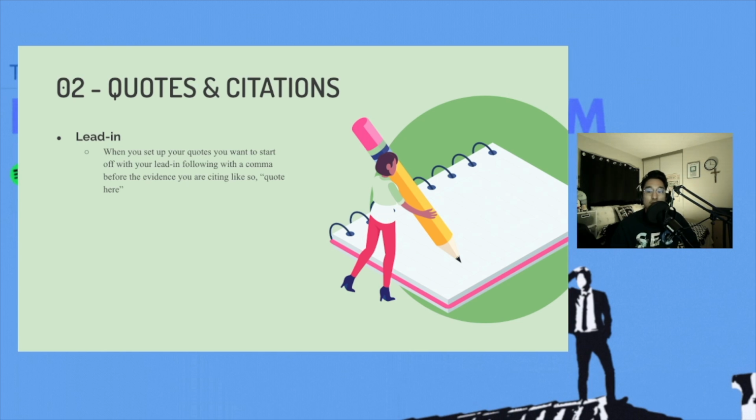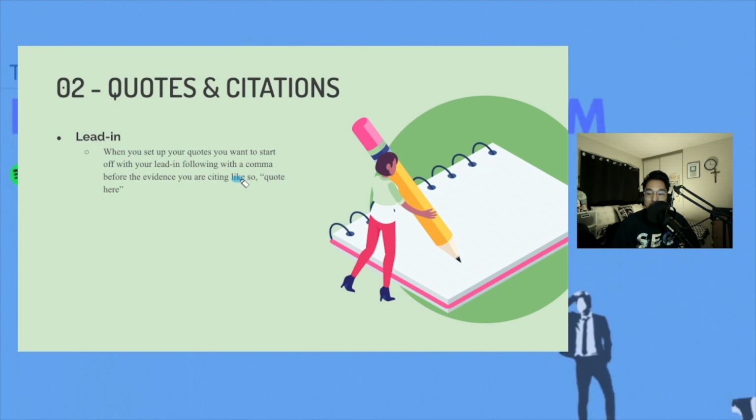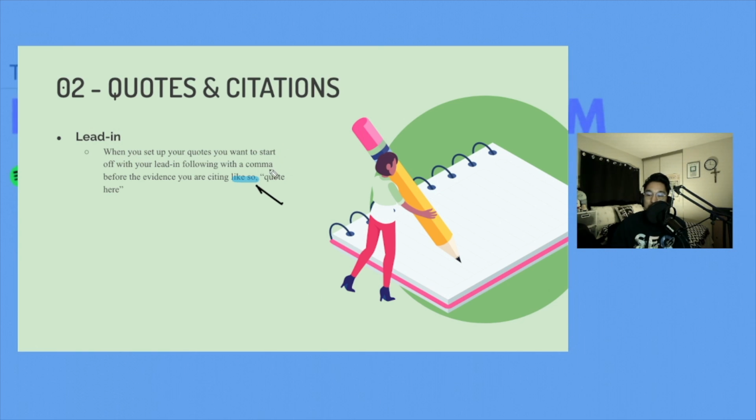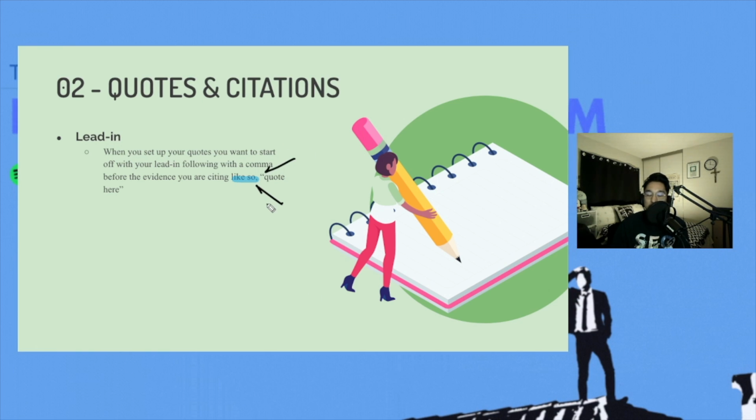So when you set up your quotes, you want to start off with your lead-in. And this isn't my rule, but your lead-in needs to follow with a comma before the evidence, like so. Everybody see that comma right there? Make sure you have your comma and then you have your quotation marks around your evidence.